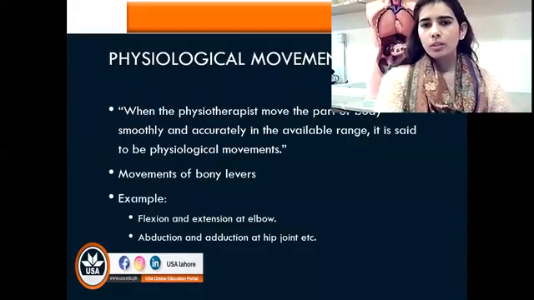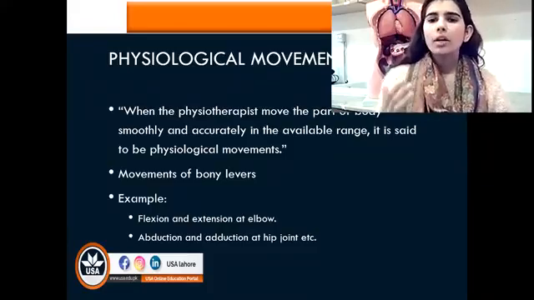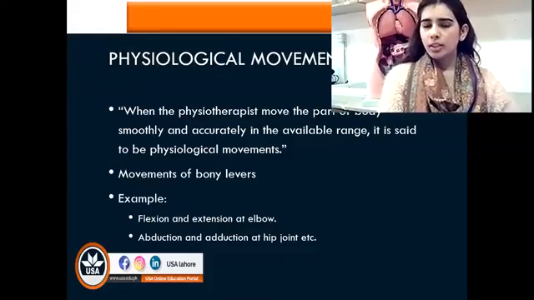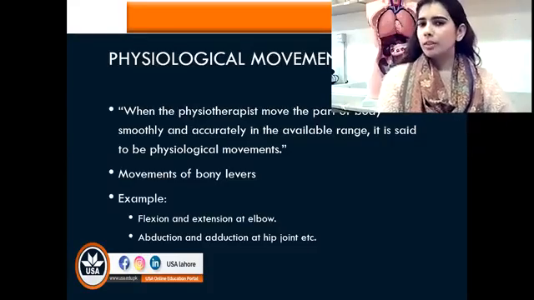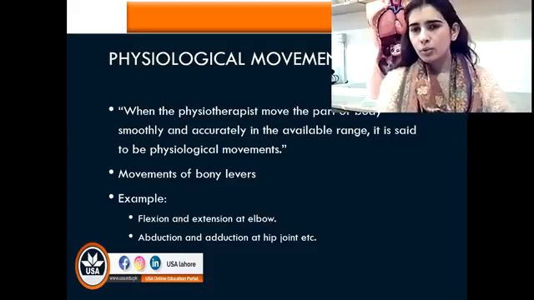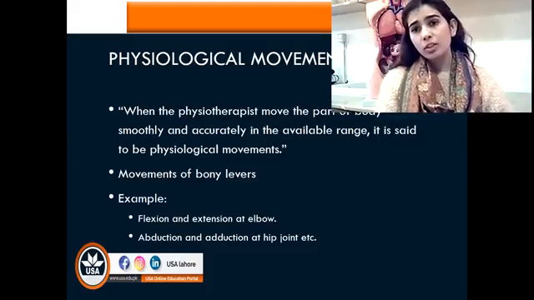What the physiological movement is: when the physiotherapist moves the part of the body smoothly and accurately in a viable range, it is said to be a physiological movement. These are all the anatomical movements that the therapist can perform. For example, the flexion of the elbow, extension of the elbow, abduction, adduction of the shoulder, or extension and flexion of the shoulder.